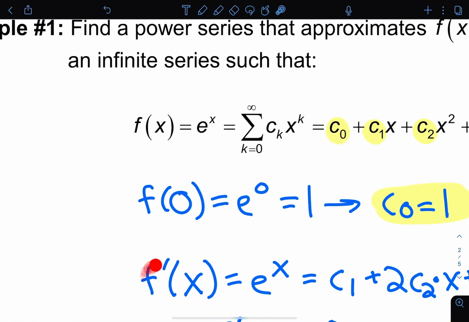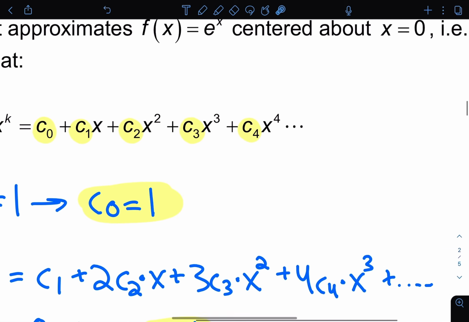So what's f prime of x? Well, beautifully, for e to the x, it is itself. Now, for any constant, the derivative is 0, so c sub 0, which again we know is 1, goes away. C sub 1 times x to the first is just going to be c sub 1. And now, for the rest of the terms, we can just apply the power rule.